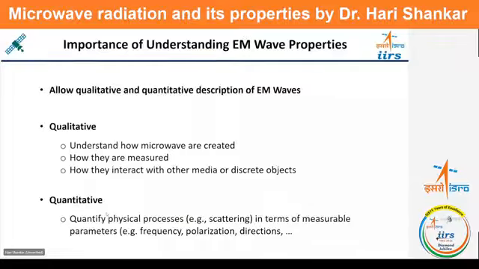And quantitatively we can also quantify the physical processes, especially the scattering. Scattering processes we can easily quantify in the form of some parameters, and those parameters are frequency, polarizations, and direction, because all the waves are governed by the amplitude, frequency, polarizations, and the direction of propagation. So all these things give us the indications for the quantitative measurement of the electromagnetic spectra.